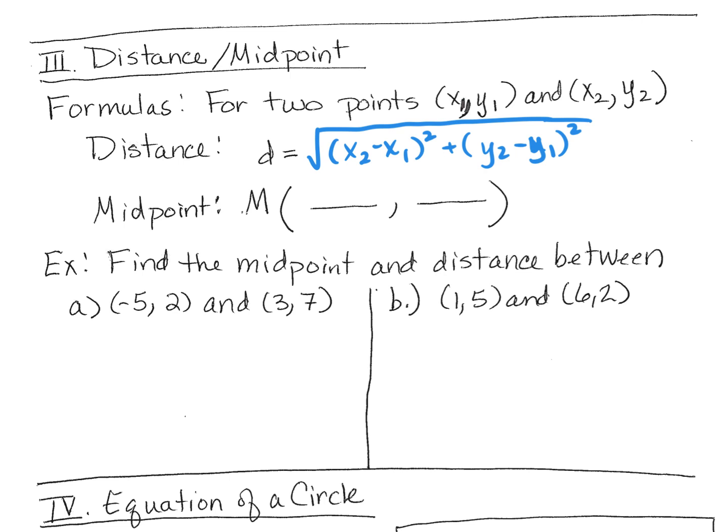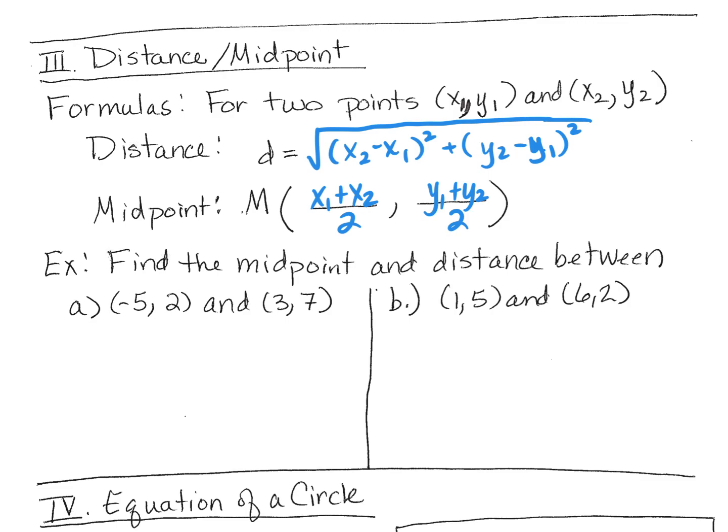Midpoint. Midpoint, halfway between, means we need to take the beginning and the end and divide by 2. Again, x sub 1 plus x sub 2 divided by 2. Y sub 1 plus y sub 2 divided by 2. Again, order doesn't matter. Adding is adding is adding. Okay?